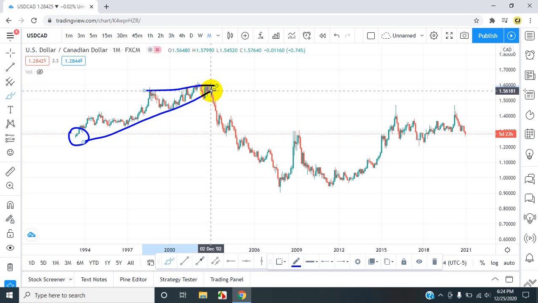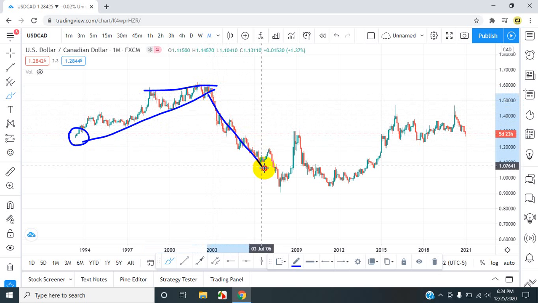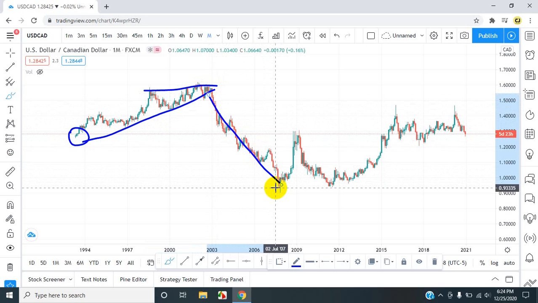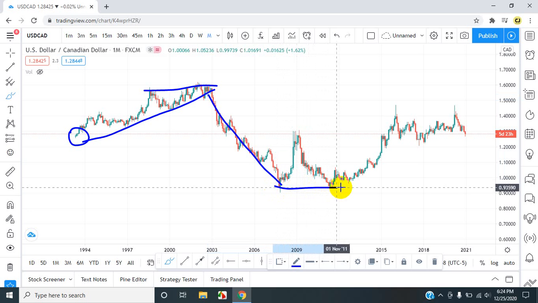From December 2002, the market dropped back down and created lower lows in December of 2007. As we see, December 2007 is a major area of support. We got a few touches down here. From not zooming in, I see two major touches.